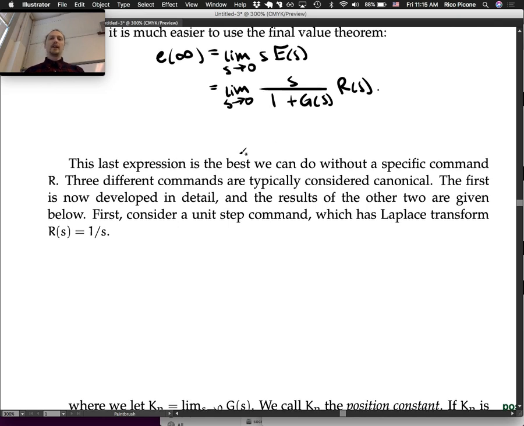I said there are 3 canonical inputs or commands. One of them is the unit step, and the other 2, it might not surprise you, the Dirac delta impulse, and then the ramp function. So those are the 3. We're going to focus on unit step and do the full derivation for that one. The other ones are really similar.